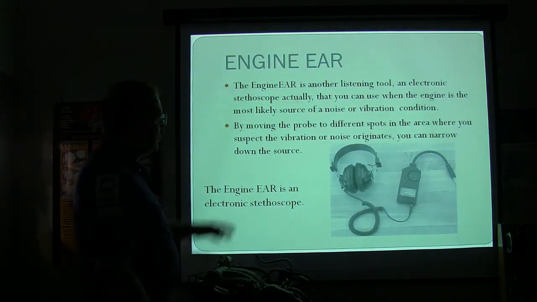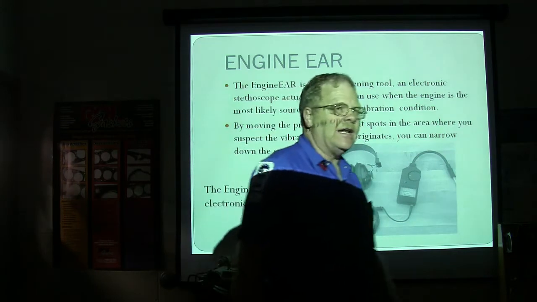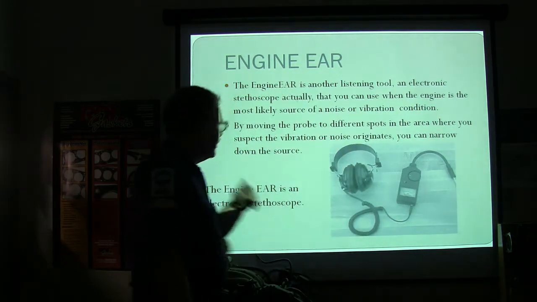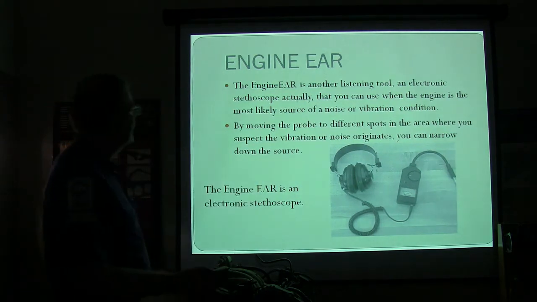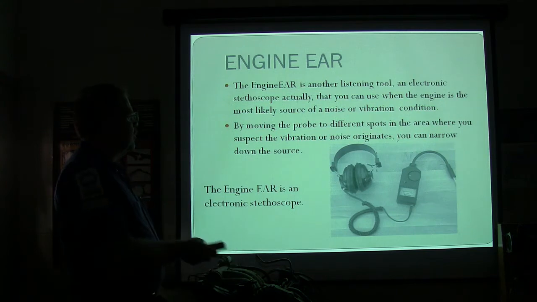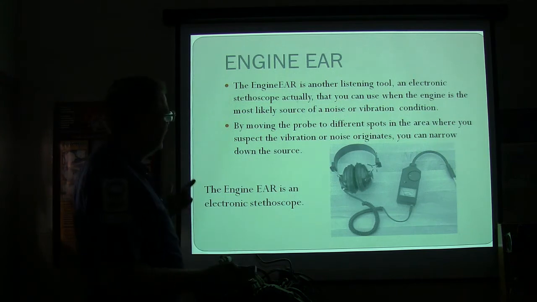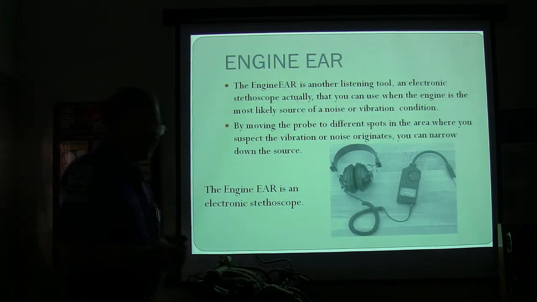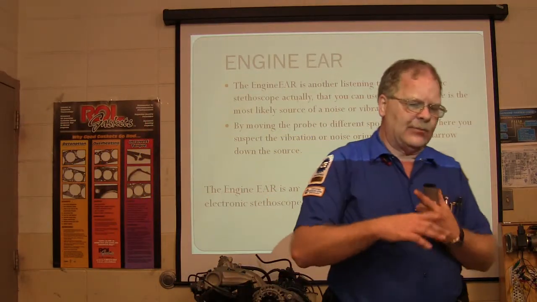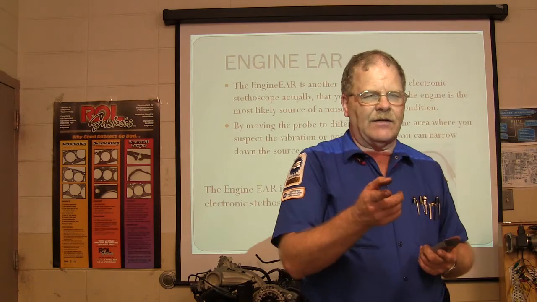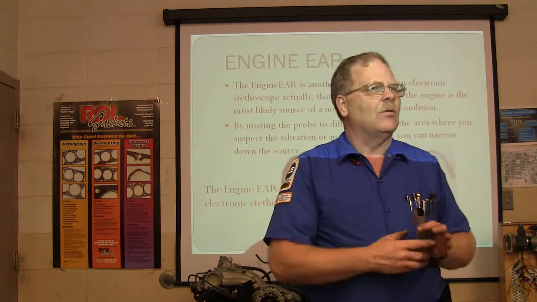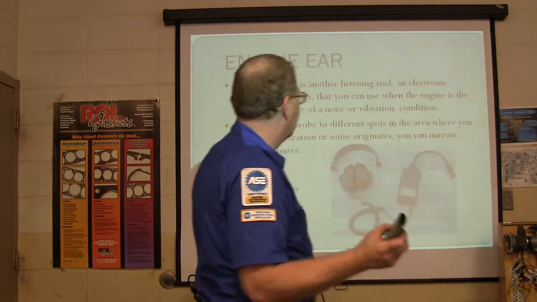Now, there's also one that's very similar to the Chassis Ears called an Engine Ear. It basically has a different kind of probe, but uses the same headset. It's like an electronic stethoscope. You move the probe to different spots in the area where you suspect the vibration or noise is originating and narrow down a source. That will not work unless it's something contacting something though. If it's basically a noise like that flywheel noise you're talking about, where we're just listening up into the bell housing, you won't be able to do that with this electronic scope.